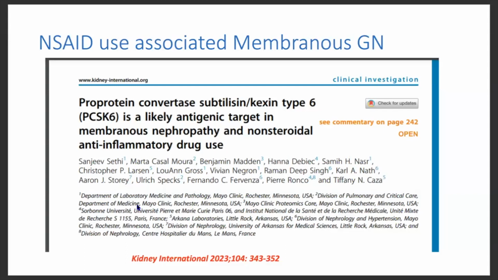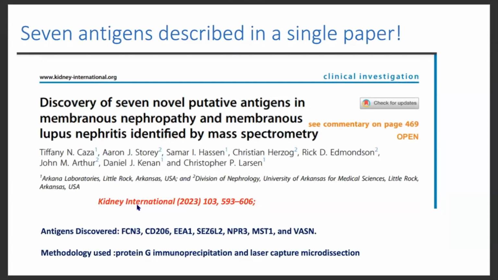So this paper came out in 2023. And as if this was not enough, a single paper gave 7 more antigens, taking the tally to 20. So now we have 20 antigens which have been described. And these 7 antigens were described in a single paper, but they used a slightly different technology to detect these.